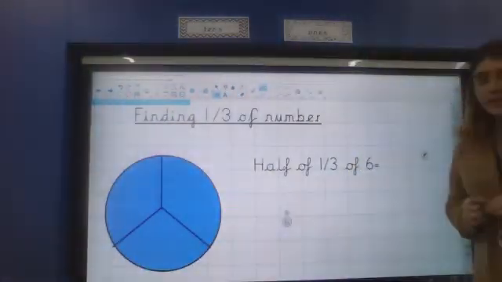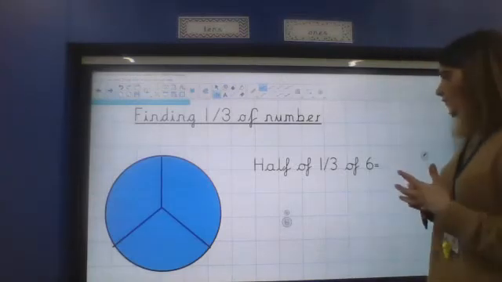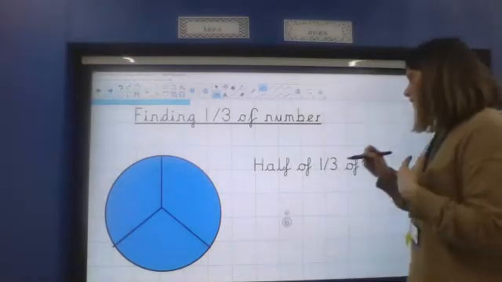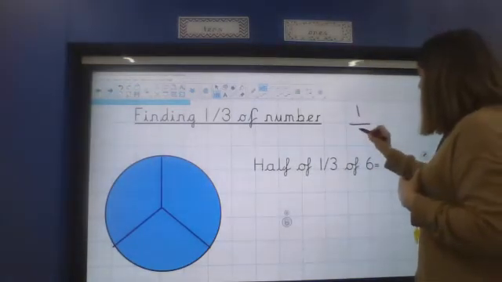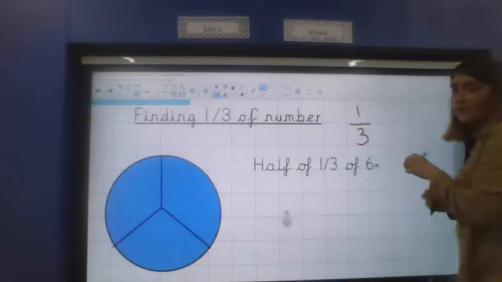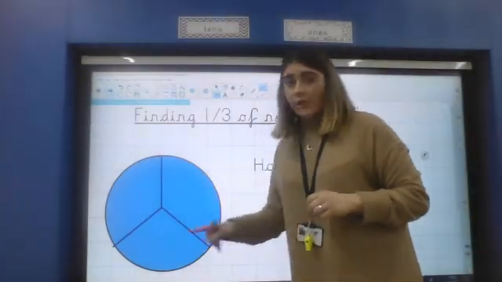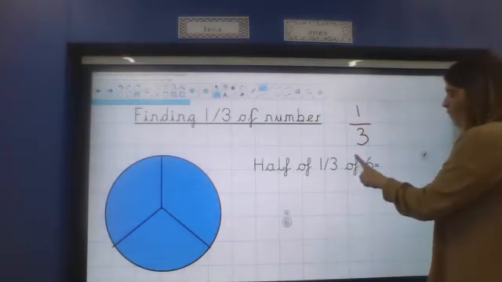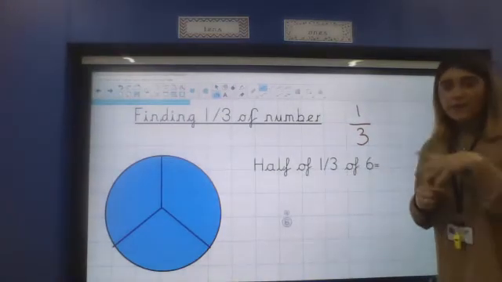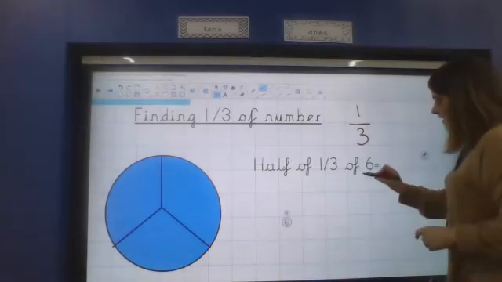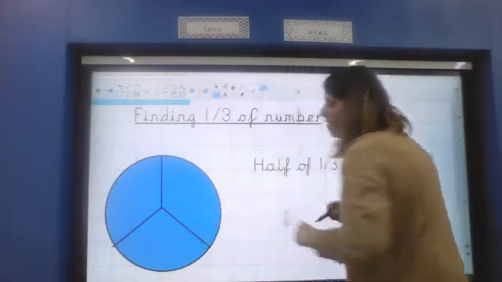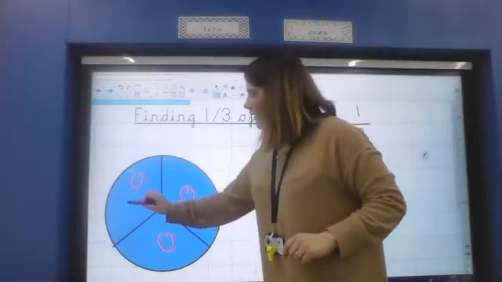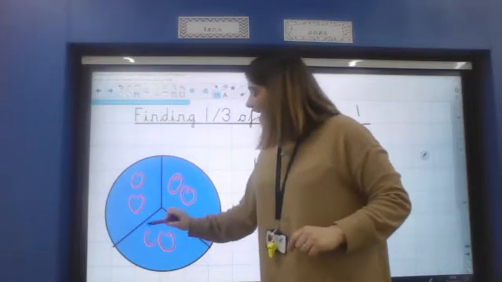So once we looked at quarters, we're going to have a little look now at thirds. So first of all, we need to look at the denominator. So it does give us a clue when we say thirds. So if we look at the fraction 1/3, the denominator is telling us we need 3 equal parts. So I've divided my circle into 3 equal parts, and I want to find what 1/3 of 6 is. So the first thing I need to do is divide 6 into 3 equal parts. 1, 2, 3, 4, 5, 6.